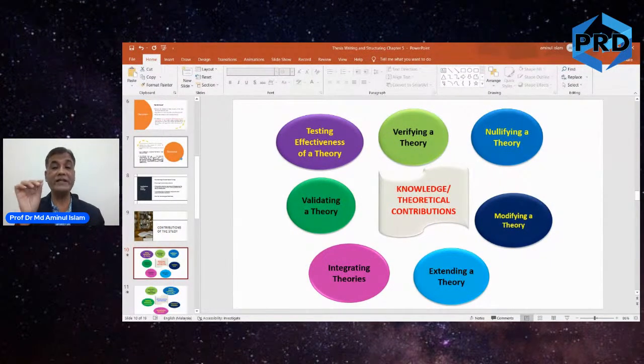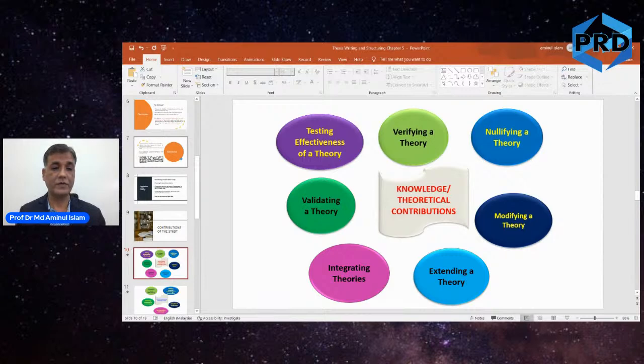And those of you who are doing DBA, Doctor of Business Administration, for you, new knowledge contribution is not a must. It is not a must. But industrial contribution is a must, if you are doing a DBA, okay? If you are doing a DBA, industrial contribution is a must. But for PhD, new knowledge contribution is a must, okay?